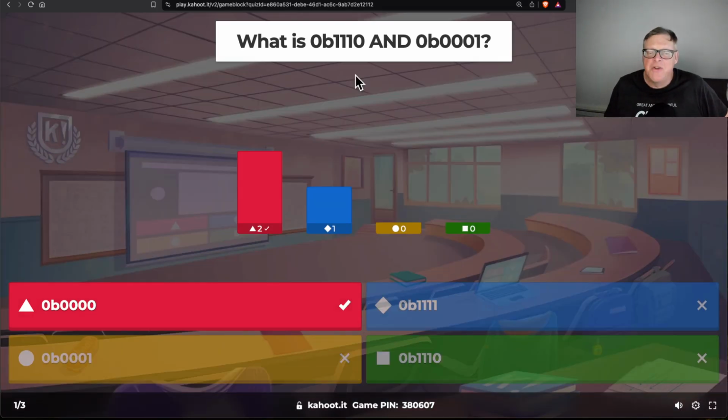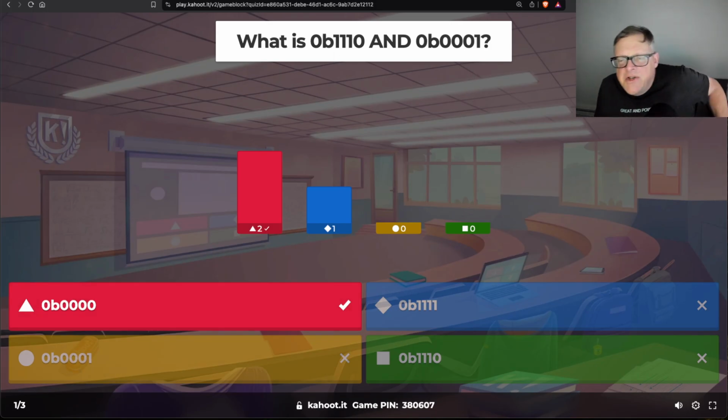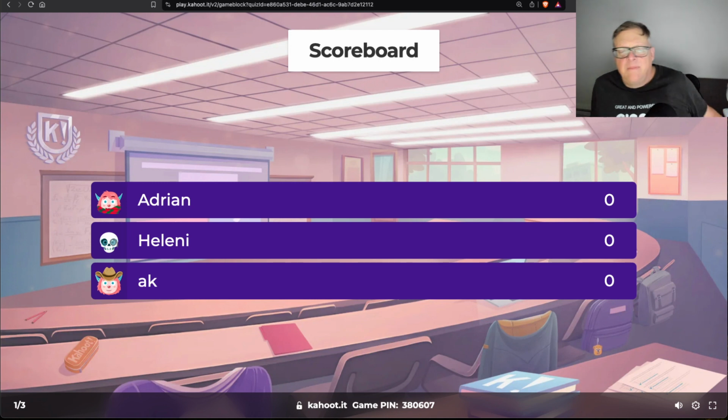Good. You get zeros because you just do it bit by bit. So this is a 0 and the corresponding one here is a 1. They're not both 1, and they have to both be 1, and this is 0, so it's going to be 0, 0, 0, 0. AND means both of them have to be 1 in order to produce 1, otherwise it's 0. So that's 0. All right?